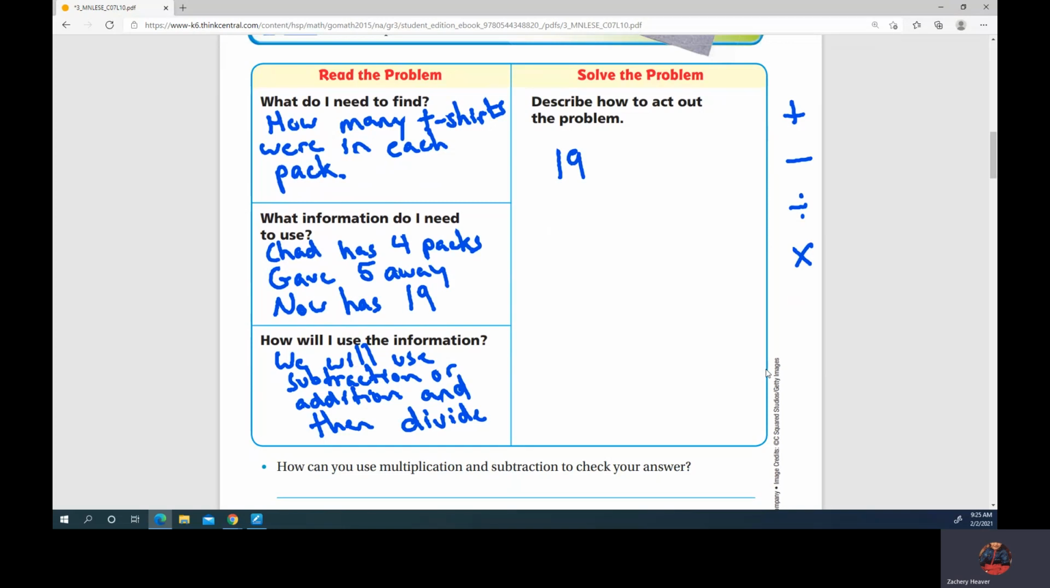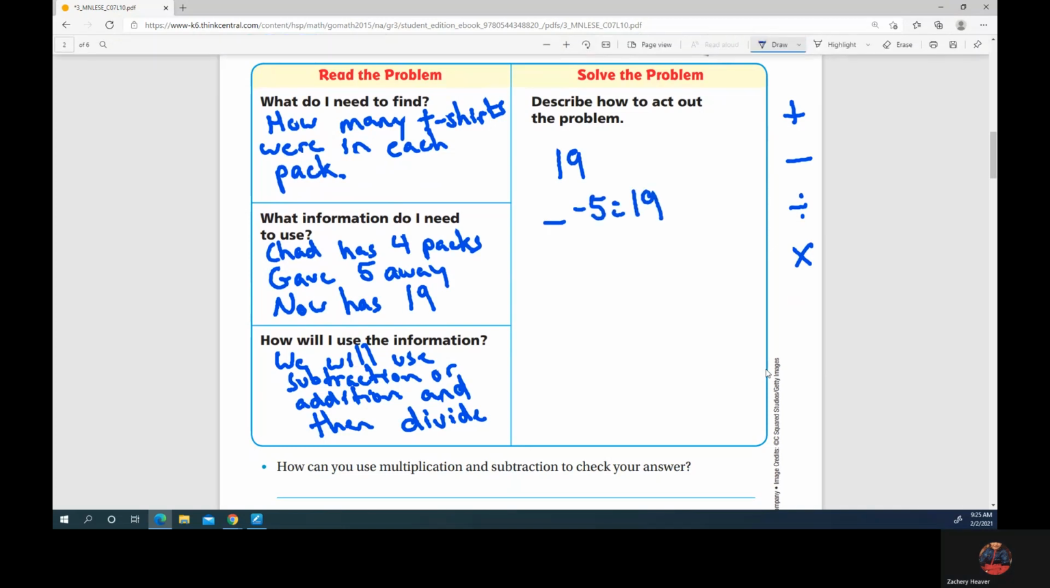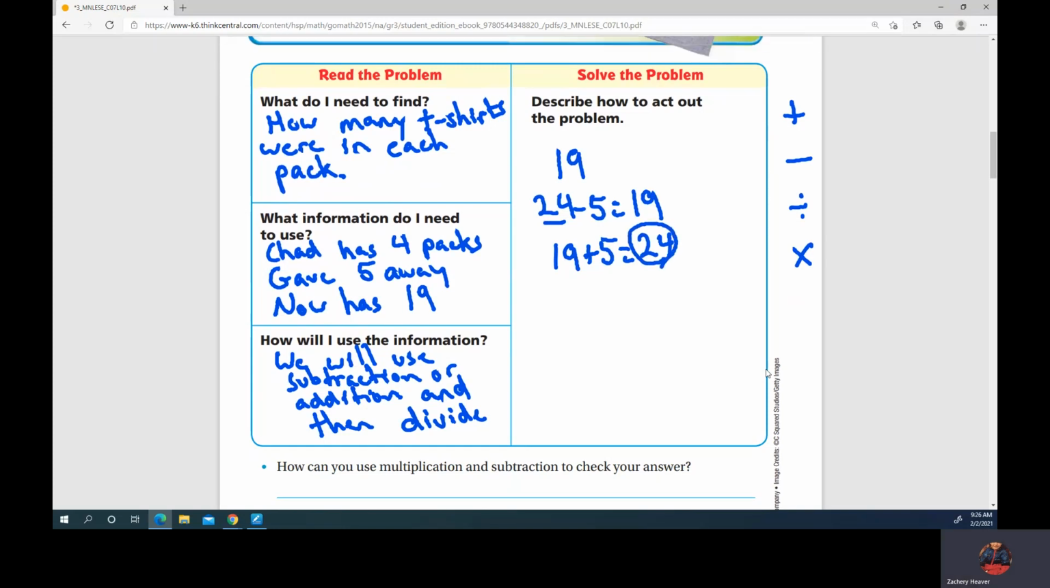So we could say, what minus 5 equals 19? Or you could just go backwards and say 19 plus 5 equals what? Well, the final answer is going to be 24. So 24 minus 5 is 19, or 19 plus 5 is 24. You can figure it out either way. So this is the amount of shirts that he had total. We know he gave 5 shirts away, and he has 19 now, but before he had 24. So that's the first step. We figured out what he had before, 24.